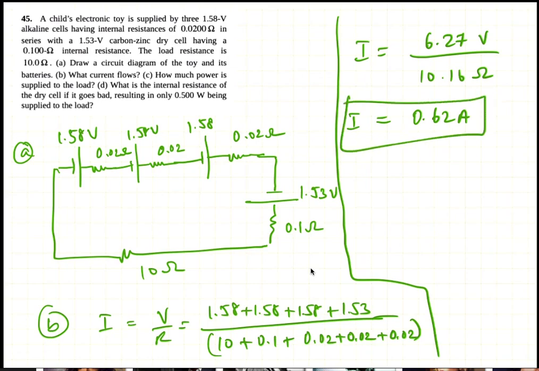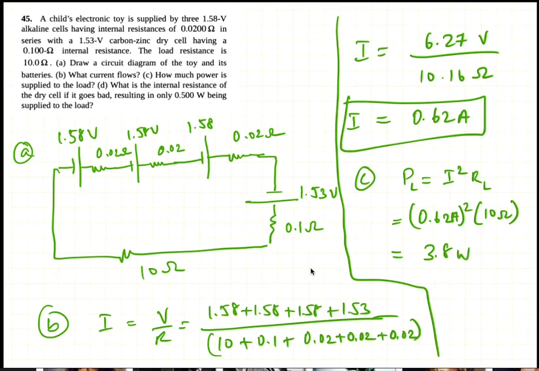How much power is supplied to the load? So in the load, power to the load is current squared times the resistance of the load, which is 0.62 amps squared times 10 ohms. That is 3.8 watts, and then another page below.